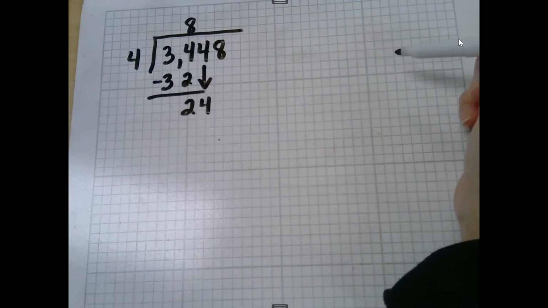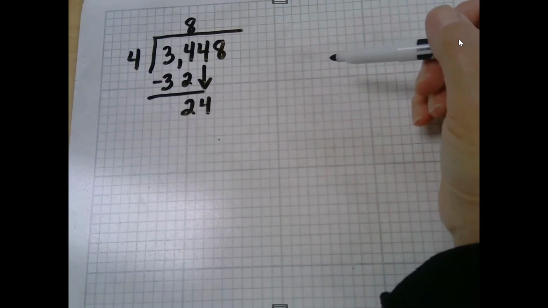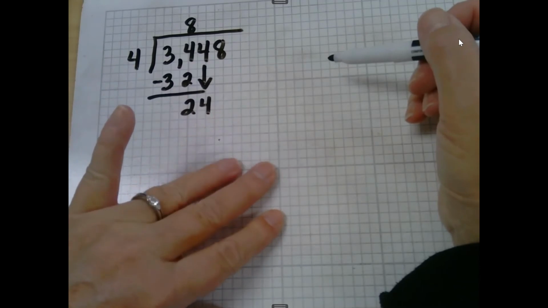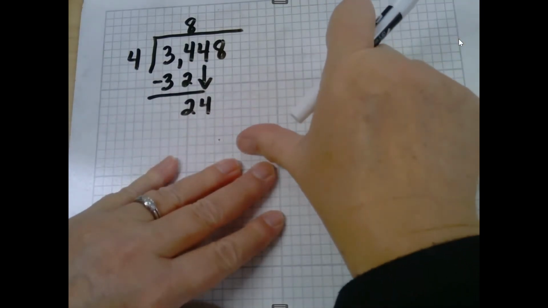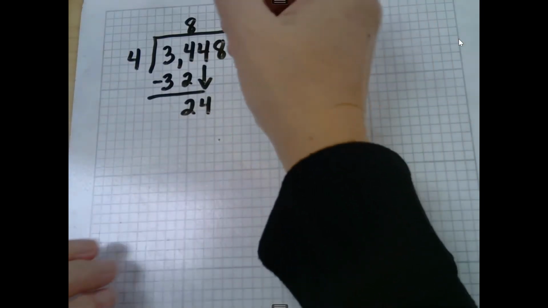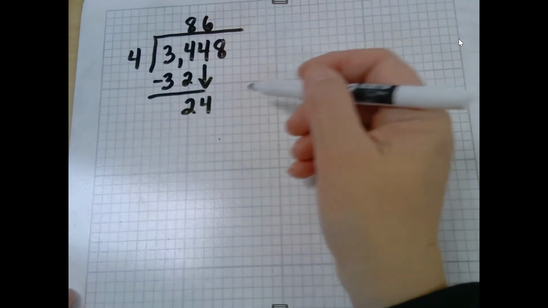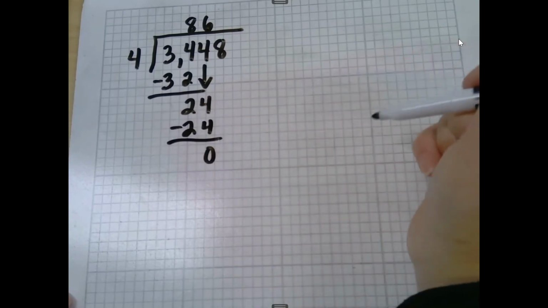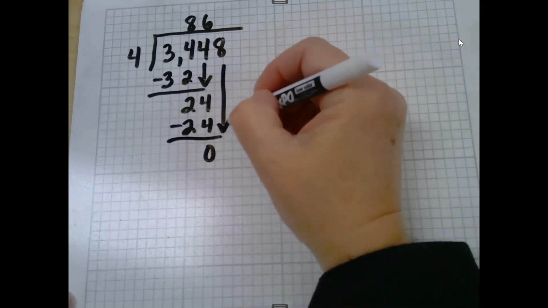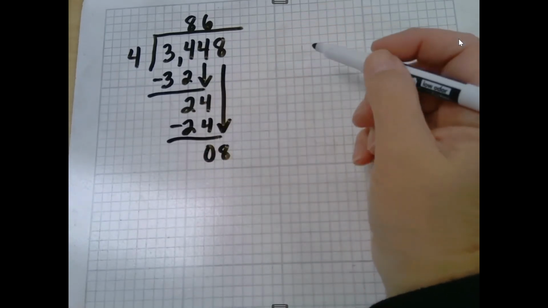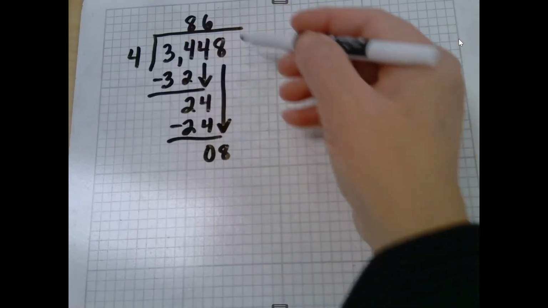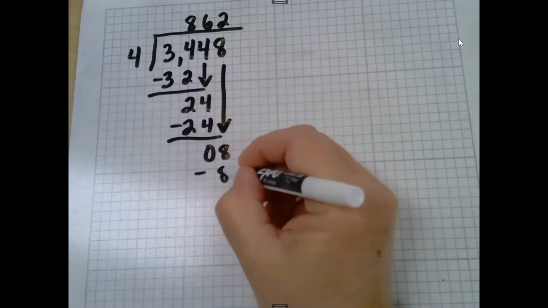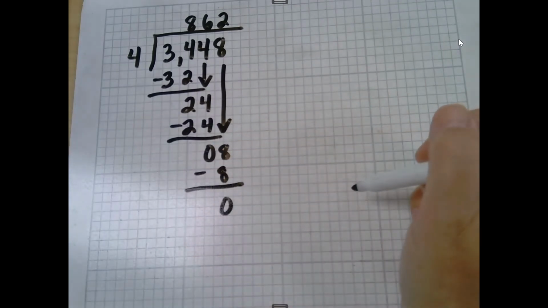How many times does 4 go into 24? We can sing our 4s. 4, 8, 12, 16, 20, 24. Okay, that was 6 fingers. 6 times 4 is 24. Subtract and get 0. Bring down the 8. 4 goes into 8 2 times. 2 times 4 is 8. I subtract and get 0.